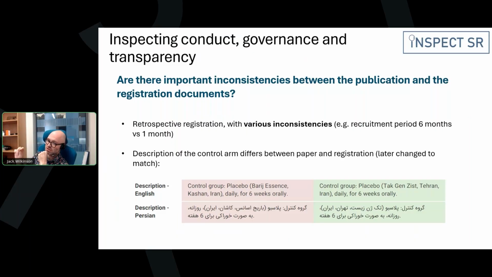Now, if we look at that, this one was registered retrospectively, which isn't good, but nonetheless, there are still various contradictions. So there are inconsistencies between the registration documents and what the author said in the published paper. So for example, the recruitment period completely differs, the description of the control arm completely differs between the paper and the registration page as well. And actually the authors later went back to try to change that, okay? They later changed it to match. And what I'm showing you on the bottom of the screen here is the description of the control arm being changed on the registration page, okay? So that's somewhat concerning.